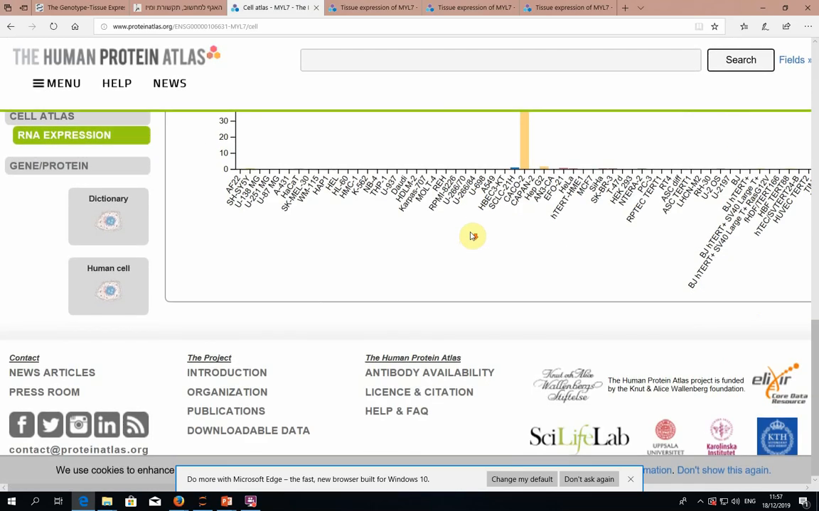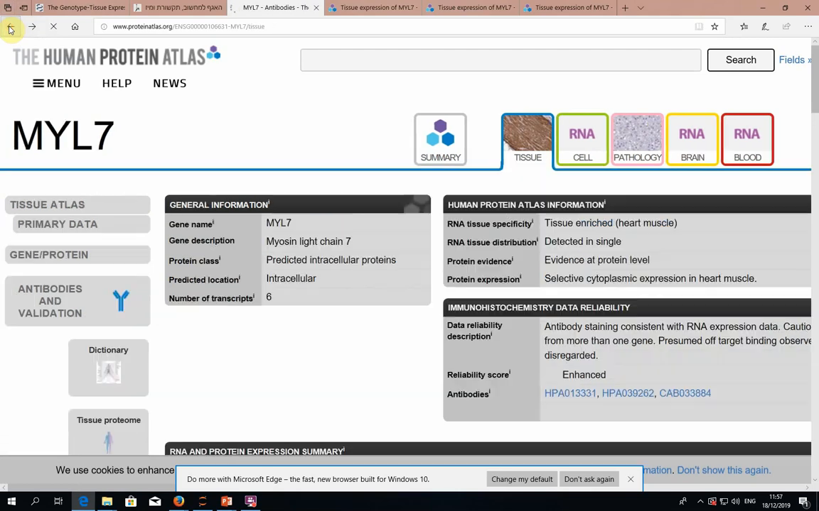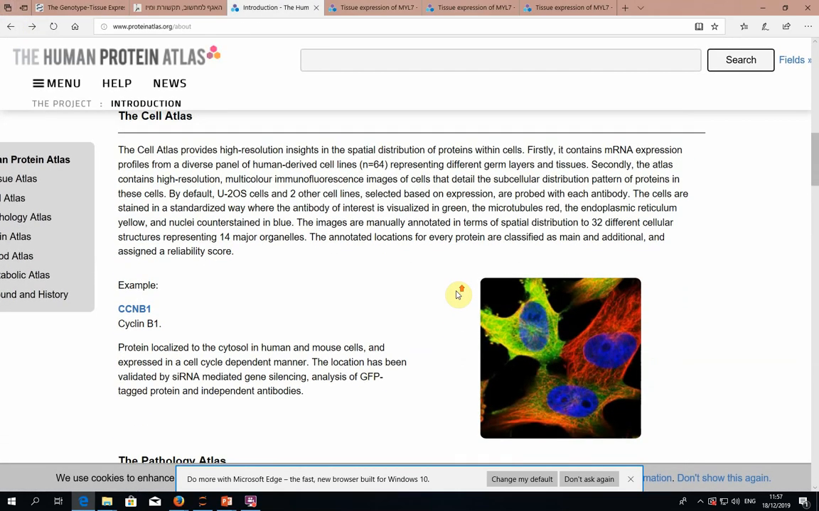Maybe it's not that great. Okay, let's go to another example. This is the cell level. I'll show you this and I'll stop here.